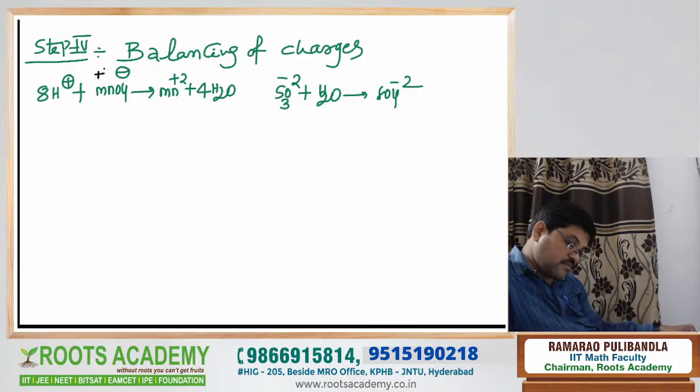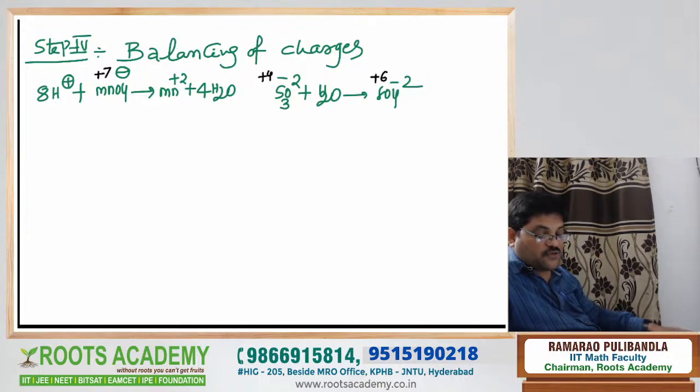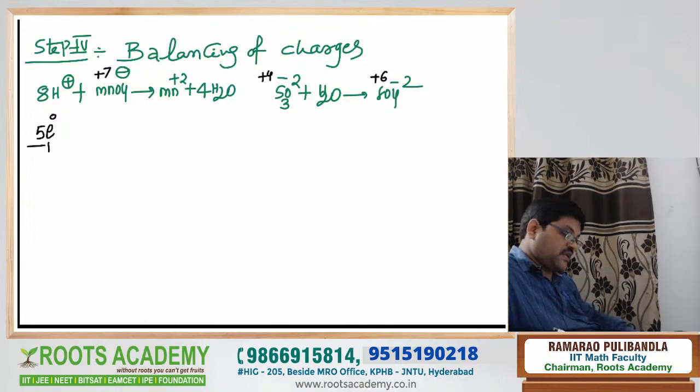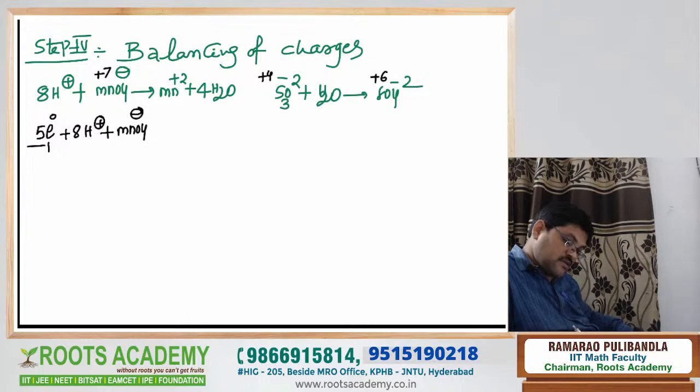Here manganese is plus 7 becomes plus 2. The sulfur is plus 4 becomes plus 6. So plus 7 becomes plus 2 means what? Reduction by 5 moles of electrons. Reduction means what? Gaining of electrons. That's why plus 7 becomes plus 2 means gaining of the 5 electrons. 5 electrons plus 8H plus ions plus MnO4 minus gives rise to Mn plus 2 plus 4H2O.